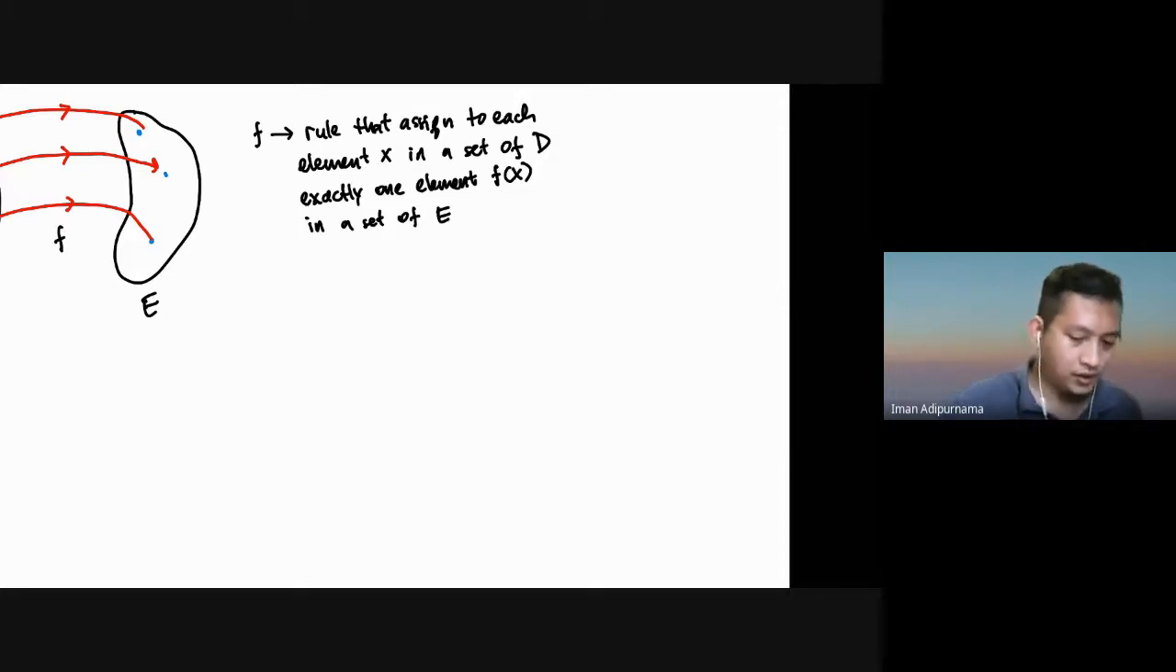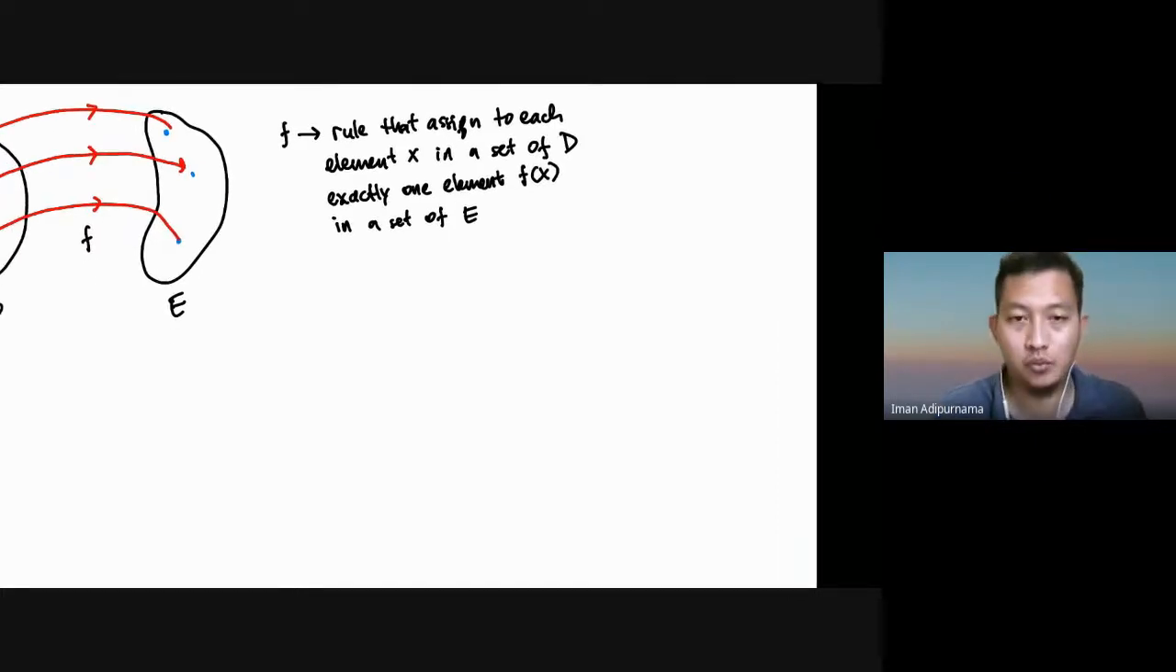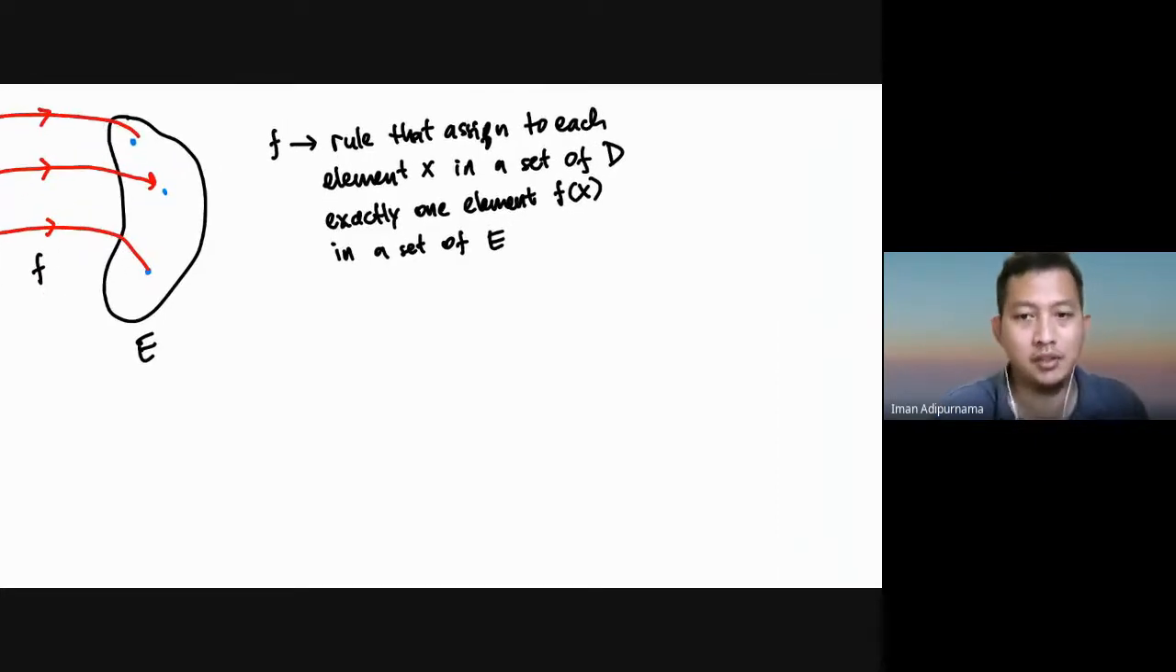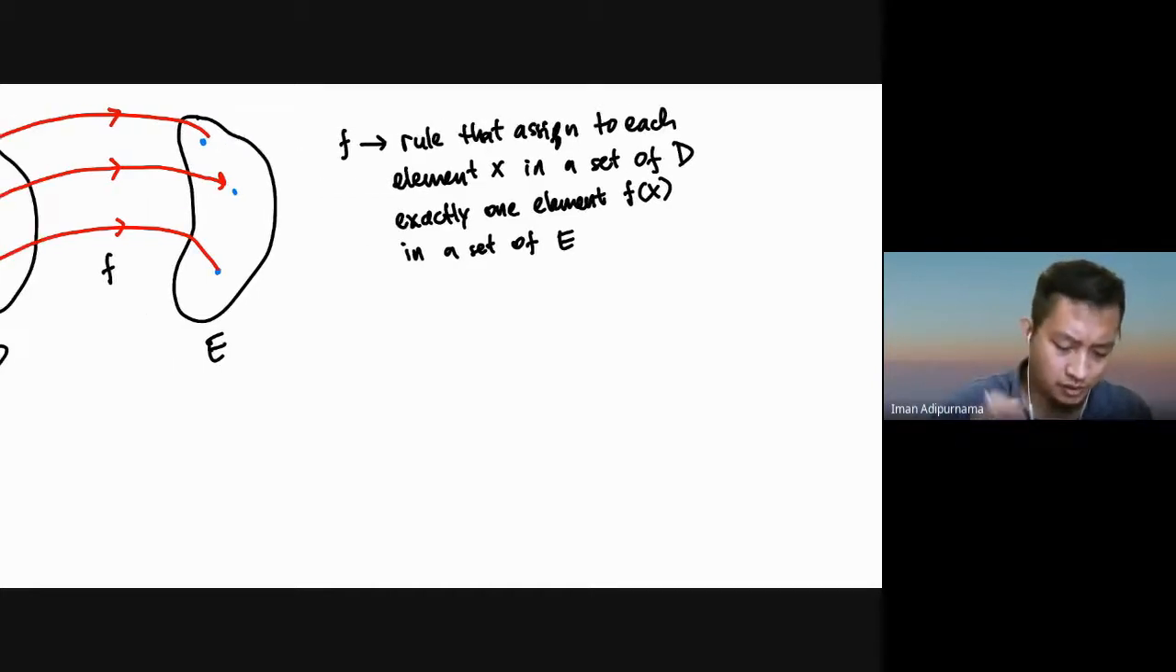Okay. But I'm not suggesting you memorize the definition word by word, because that's not important in calculus. The important thing is you understand the concept and you can apply it. That's more important than memorizing. Something to remember and keep in mind.